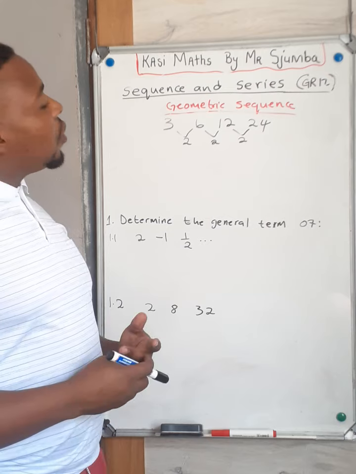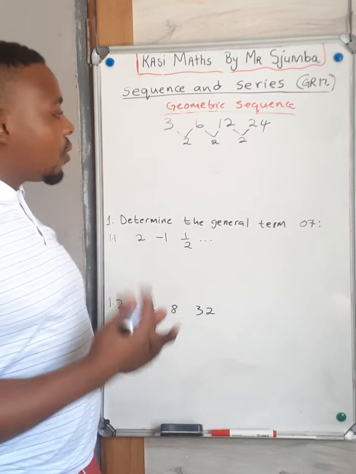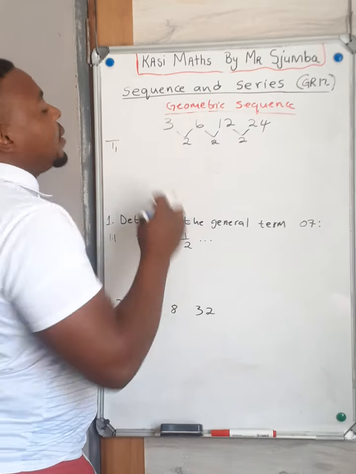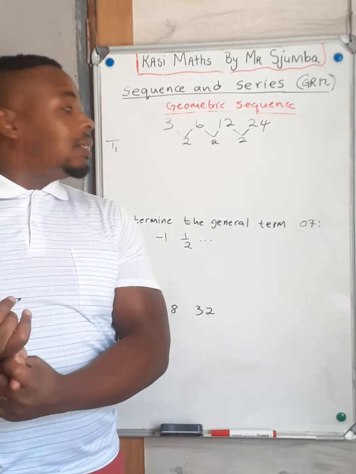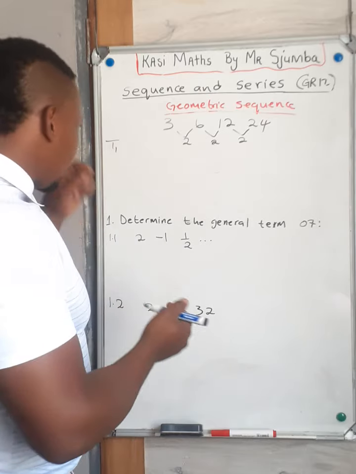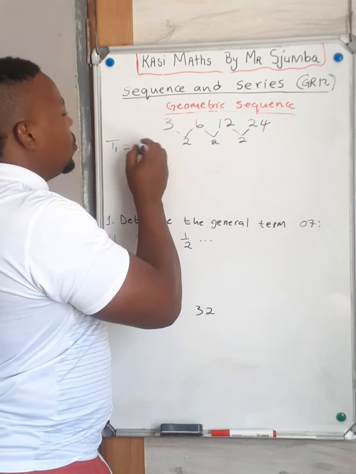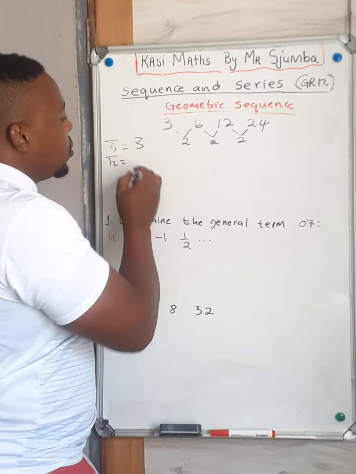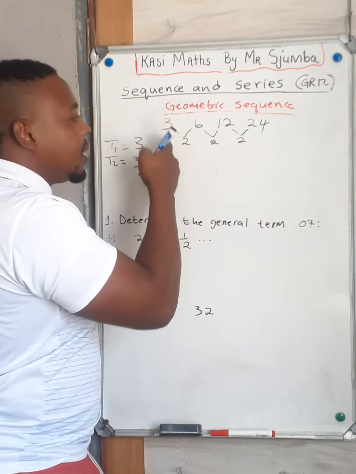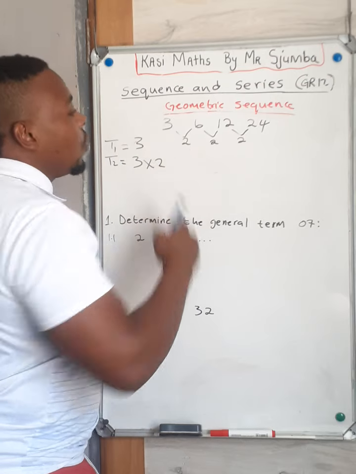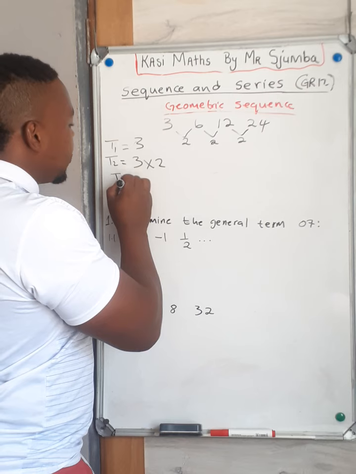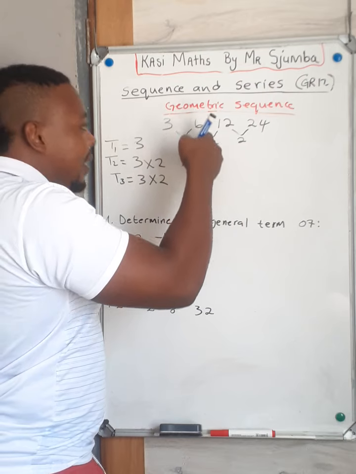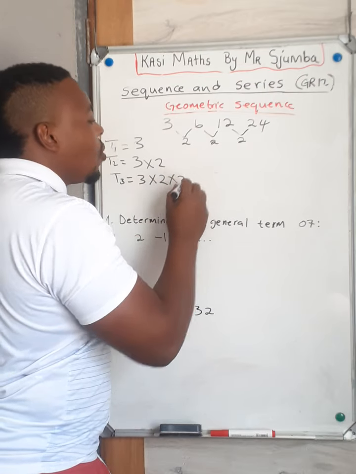While in arithmetic we subtract, we're looking for the difference. Here we're looking for the ratio. So for term 1, we're only going to use the common ratio and the first term. Our term 1 will equal 3. Our term 2 will equal 3, which is the first term, multiplied by 2, which is the common ratio. Our term 3 will equal 3 multiplied by the common ratio, and then multiplied by another common ratio.